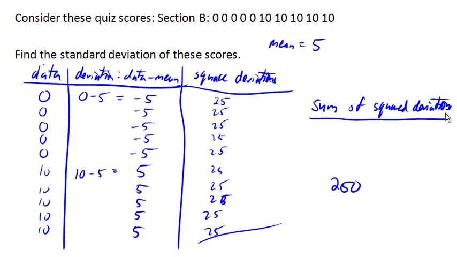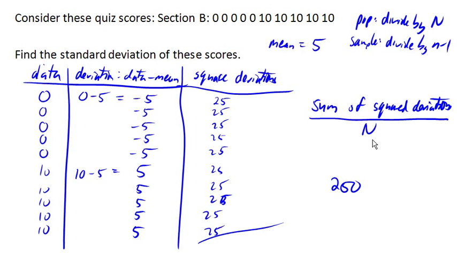Well, what we divide by depends upon whether our data was coming from a sample, in other words, from a sampling of all of the data, or whether it was representing the whole population. So if it's the population, then we divide by n, the number of data. If it's the sample, then we divide by n minus 1, one less than the total number of data. In this case, this is representing the entire section's scores, and so we're going to divide by n. We're going to divide by the 10 scores, and we're going to get 25.